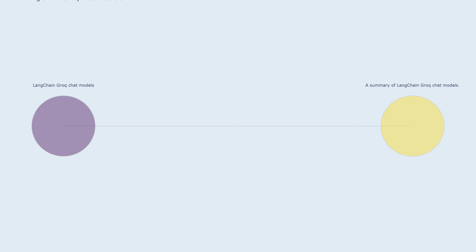LangChain Grok Chat Models. A detailed description of LangChain Grok Chat Models, expanding on the key concepts and components. This section delves into the integration of Grok hardware, a specialized accelerator designed for AI workloads, into the LangChain framework. The primary aim is to leverage the computational prowess of Grok to enhance the performance of LangChain-based chat models.